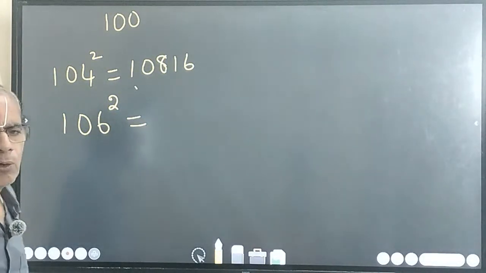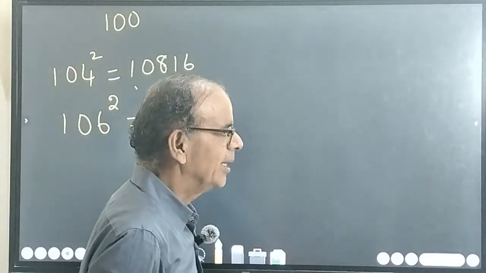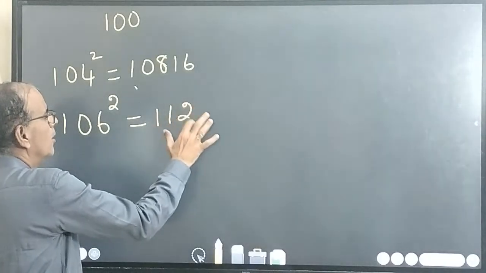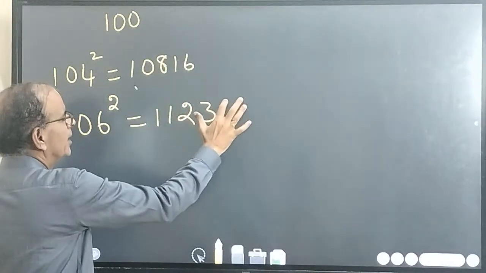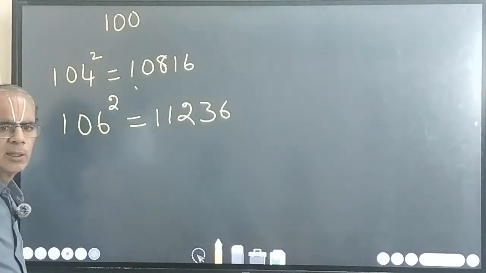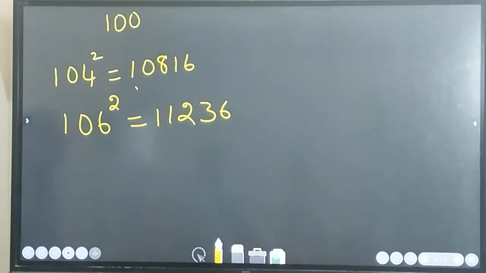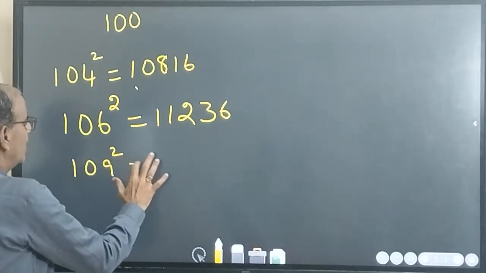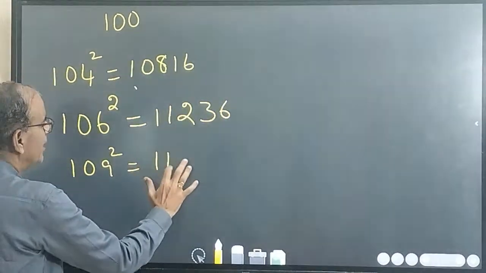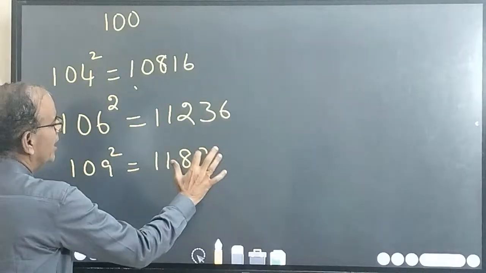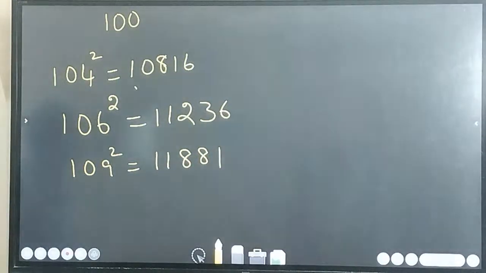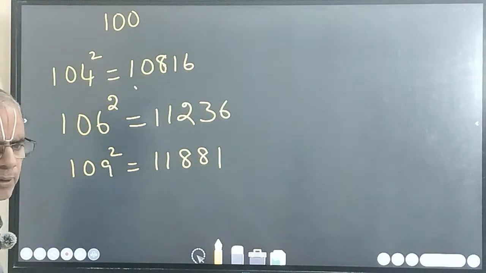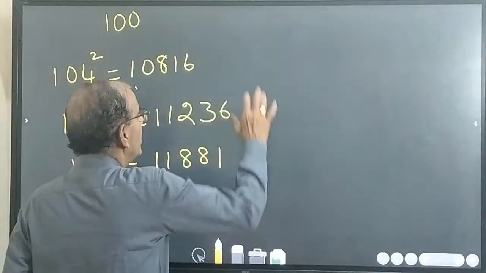Suppose I want to find 106 squared. Without paper and pen also you can tell. 106 plus 6 is 112. You write 112. What is 6 squared? 36. What is the answer? 11236. I want to find 109 squared. 109 plus 9 is 118. 9 squared is 81. What is the answer? 11881. So up to 109 squared you will be able to do very easily.